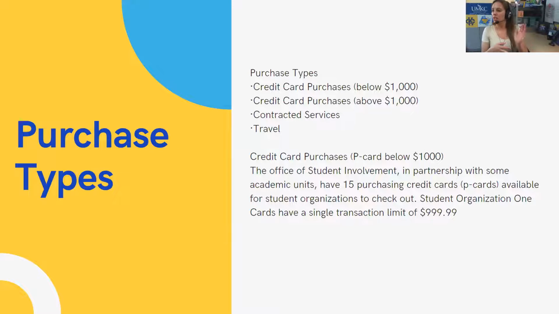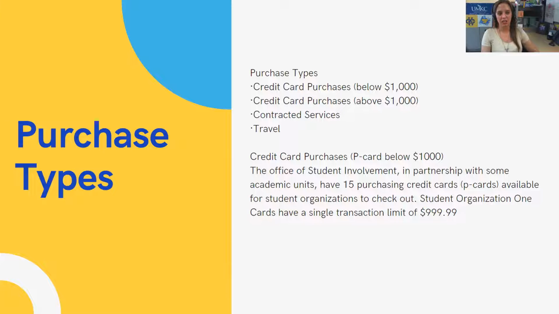Now, whenever they get either a budget from SAFC or they have money from their self-generated revenue and they are ready to spend it, they will request either a P card or a purchase request. A P card is a credit card that the university provides that would be for a single transaction that is under $999.99. So anything under $1,000, a student org will request a P card.